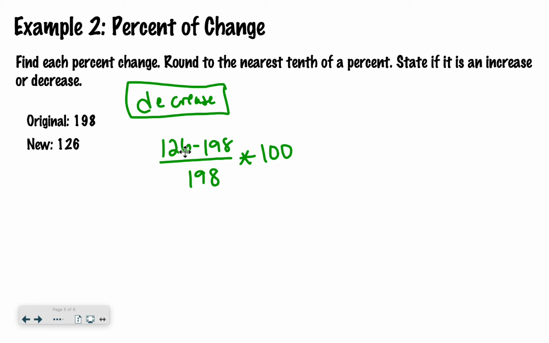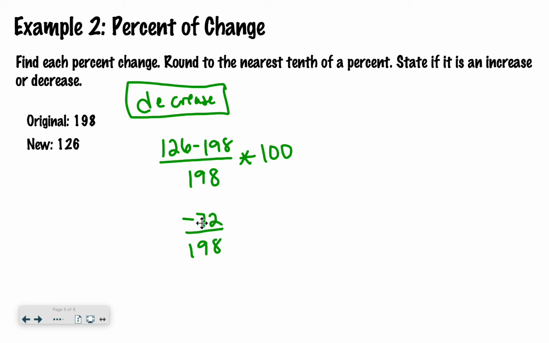So sorry about that. All right, so I have my new minus my original divided by my original times 100. So if I do 126 minus 198, I'm going to get a negative number because it's going down, and that's totally normal when you are doing these problems. I just keep writing the wrong number. I need to slow down, just like I tell you guys sometimes. Okay, 198.